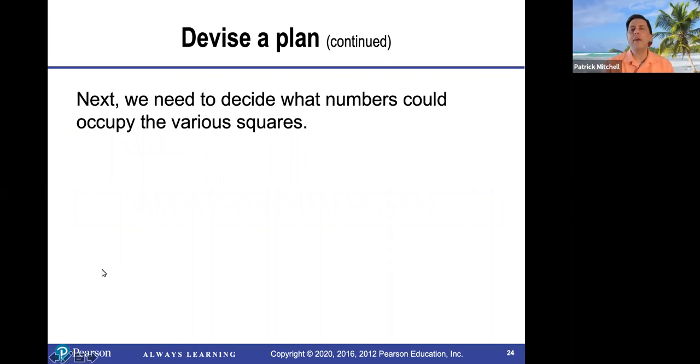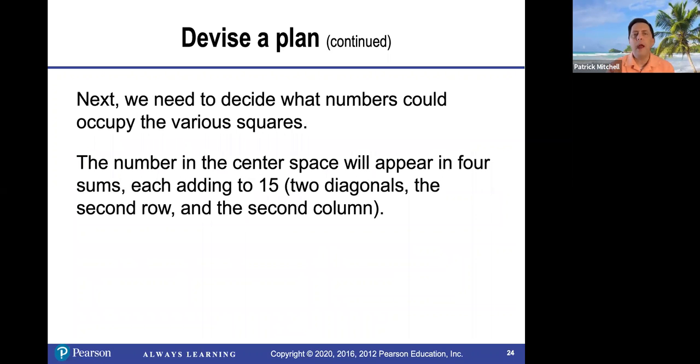Okay, so now we'll start thinking about what numbers could occupy the various squares. And we're going to start with the number in the center space. That number is going to appear in 4 different sums, each adding to 15. And we're talking about the 2 diagonals, the second row, and the second column. So what we're going to do is write down all the different ways to add 3 of these numbers, 1 through 9, and get 15 as the answer. And it turns out there aren't as many of those as you might think.